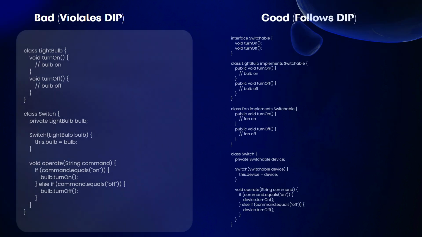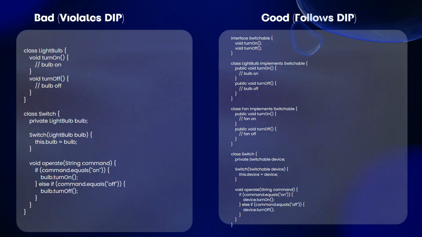In our bad example, the Switch class is tightly coupled to the LightBulb class. If we want to use the switch for another device, we have to rewrite the code. But if we introduce an interface called Switchable, both the switch and any device can work through this abstraction. Now our switch can control anything that implements Switchable, making our code much more flexible and reusable.